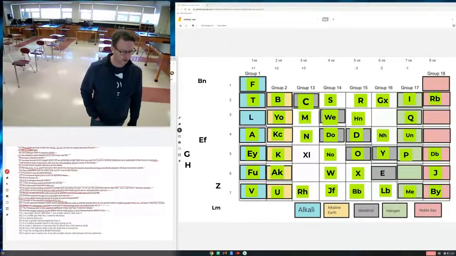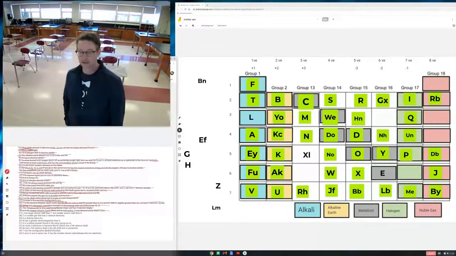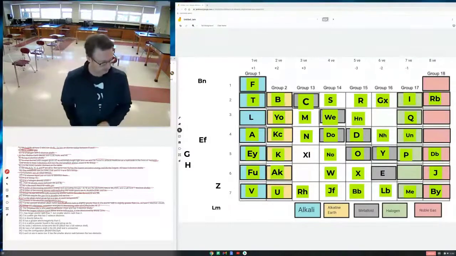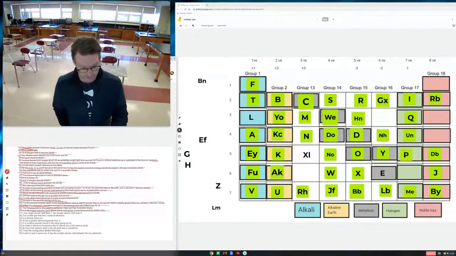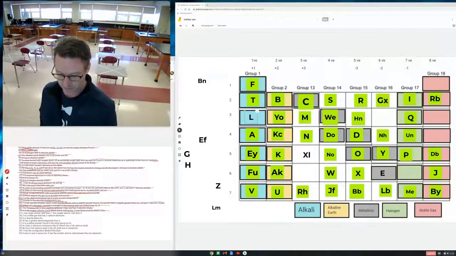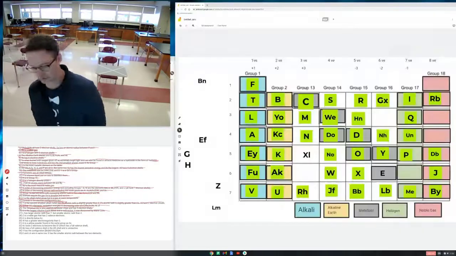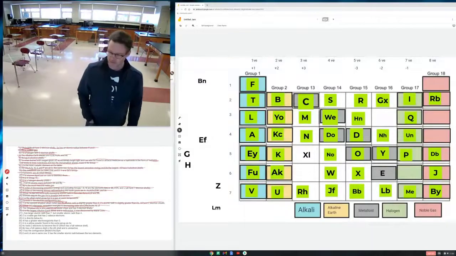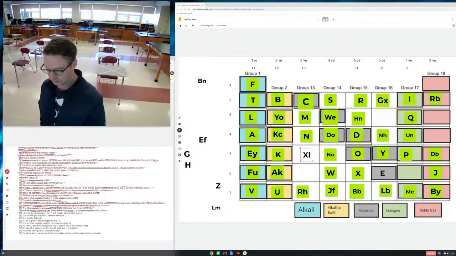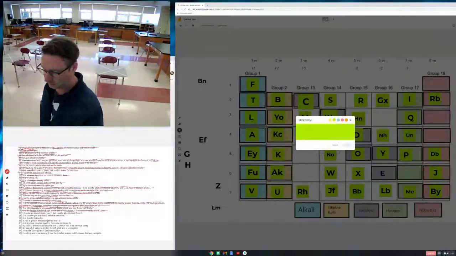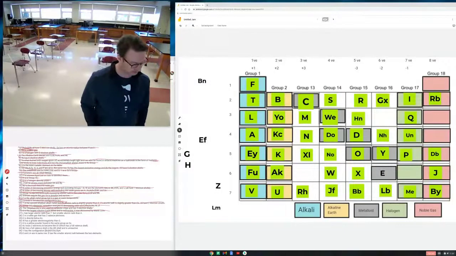L has a larger radius than T, but smaller than A. Okay, so T, L, and A are all in the first group, and the radius gets bigger as you go down. So it says it's bigger than T, but smaller than A, which means it has to be in between those 2. Okay, we're getting pretty close to being all locked up here. In fact, XL we can lock in because we know it's in the 5th row and there's no other places available. So process of elimination, it has to be there.